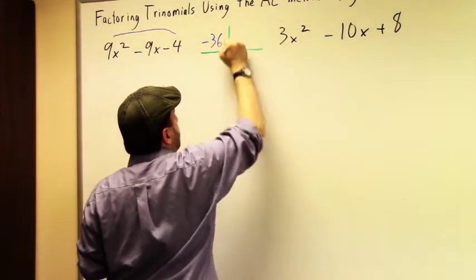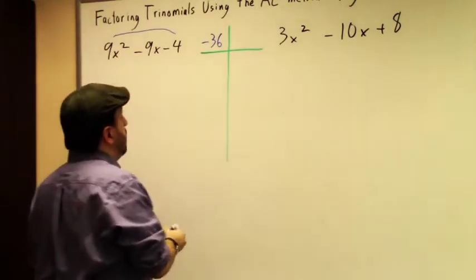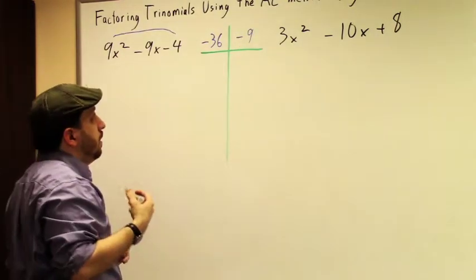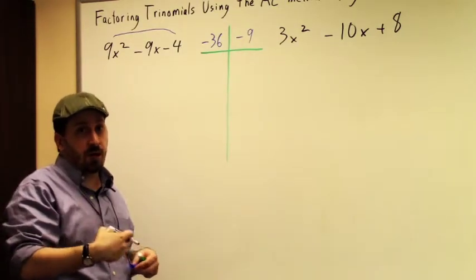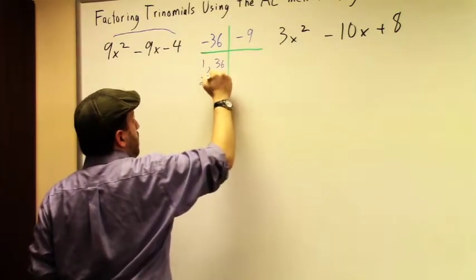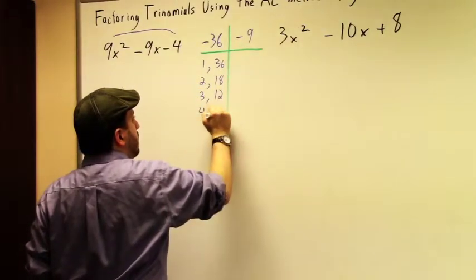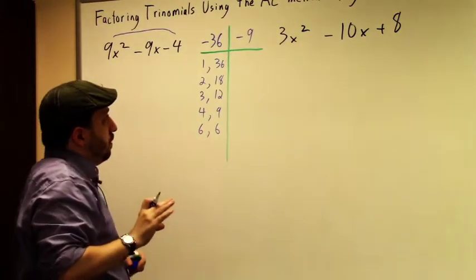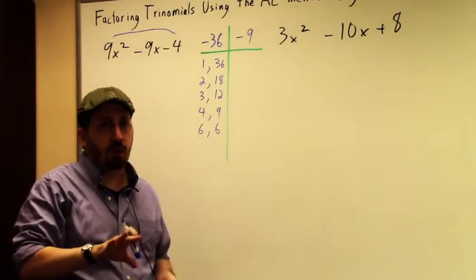Okay, so I'm going to do my t-chart. And I'm going to write my middle term over here. Now, the next thing I'm going to do, just like in the previous video, is get a list of my factors. So for 36, we have 1 and 36, 2 and 18, 3 and 12, 4 and 9, and then 6 and 6. Once you've got your factors listed out, or at least one pair of factors listed out, that's when you want to start thinking about your signs.